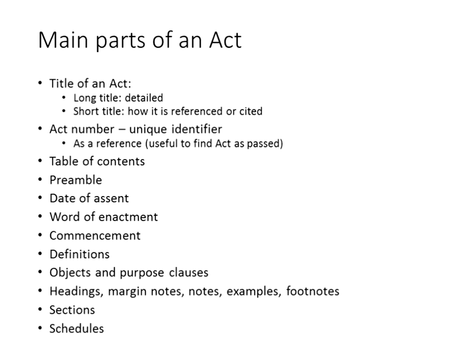Then the Act number we've talked about as being an identifier, and that's very helpful when you need to find an Act as passed to go back to that. There's a table of contents, maybe a preamble, the date of assent, some words about the enactment of it and the commencement provisions, the definitions, there may be these days some objects or purpose clauses, and you'll find that there are different headings, there might be some margin notes or footnotes, and then of course it's divided into sections and subsections of the Act itself in terms of the content, and at the end you'll find some schedules which might provide further, almost like appendices with extra details as required.